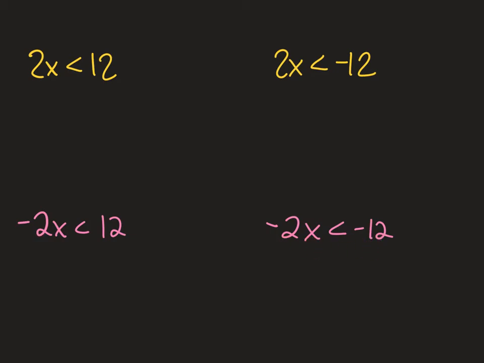I color-coded these on purpose. These guys are yellow because they have a procedure. These guys are pink because they have a different procedure. So here we go. You would think, what is the difference? Well, I'm dividing by 2. I'm dividing by 2. Life is good. I cross out. I get X is less than 6 or X is less than negative 6. Everything is great.